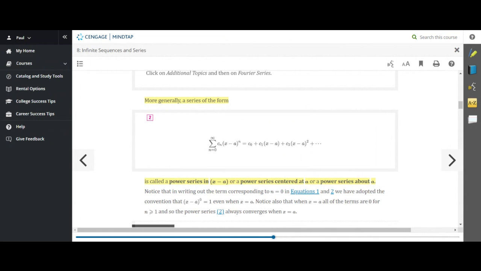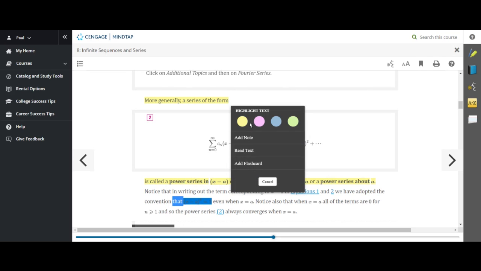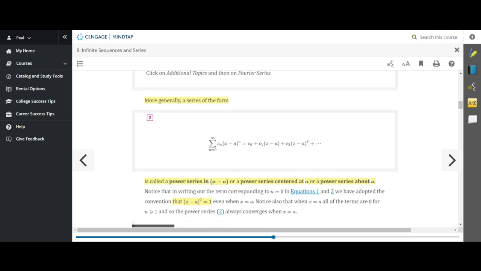Naturally the first term is c sub 0, and that's because x minus 0 to the 0th power is equal to 1. Okay, so they're going to adopt that convention. Are there any questions on this so far?